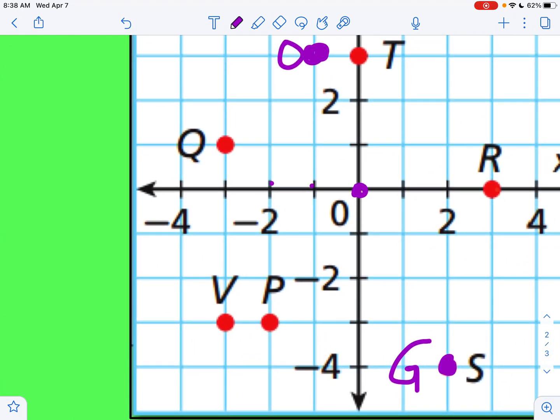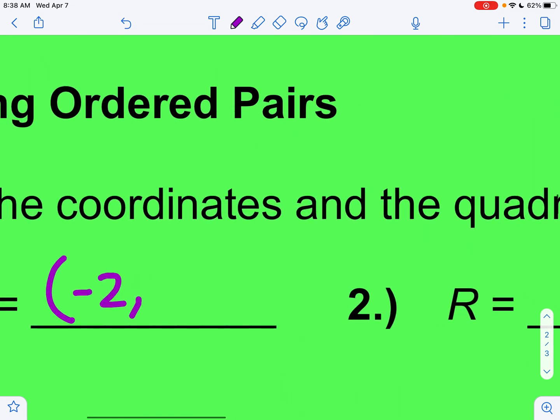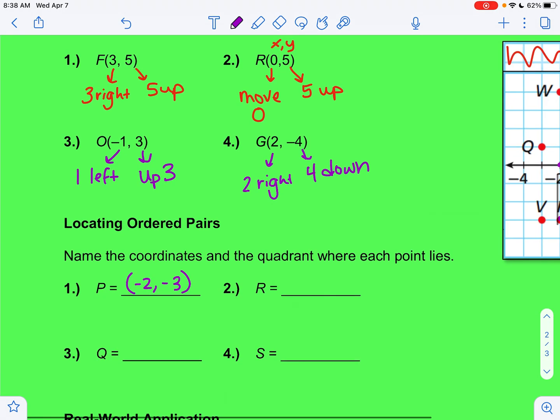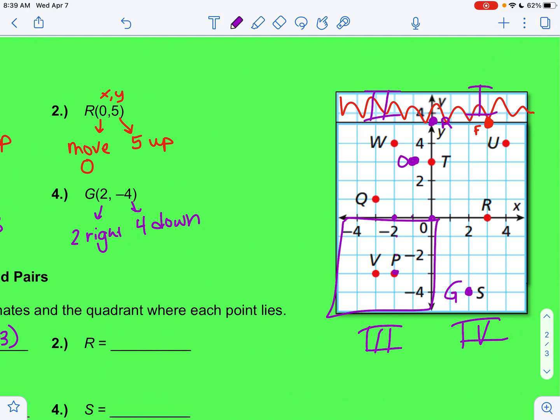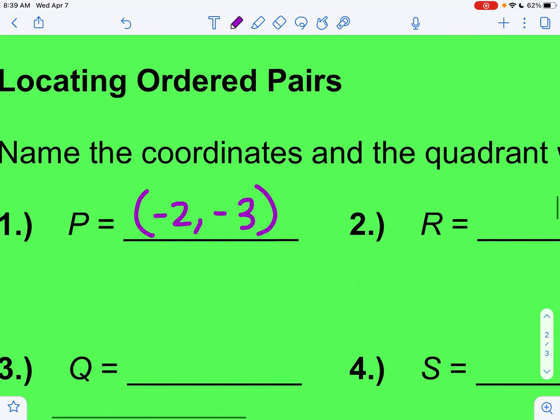And now we're moving up or down to get to P from this point right here. Right, we're moving down. 1, 2, 3. So a -3. Fabulous. And then we need to name what quadrant it's in. If you remember, this is quadrant 1, quadrant 2, quadrant 3, and lastly quadrant 4. And this one is in quadrant 3. So that is your answer.